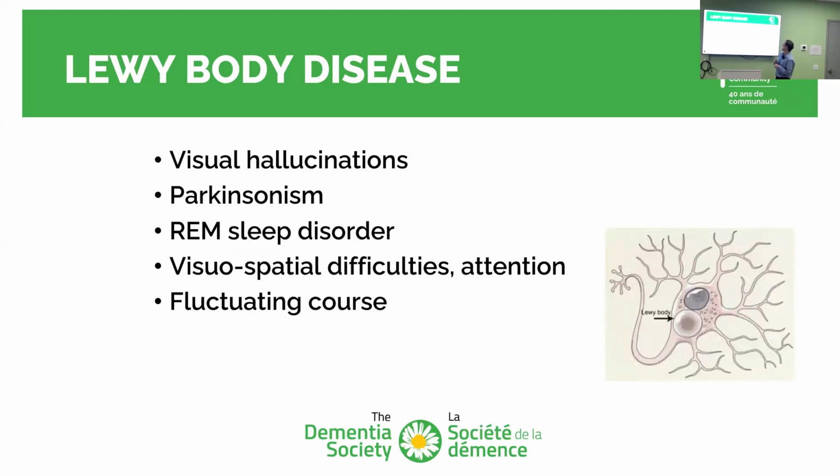Lewy body disease is generally associated with Parkinson's disease. So we talked about amyloid and tau as the proteins in Alzheimer's disease. In Lewy body dementia, it's another protein called alpha-synuclein, and it's the same protein that's abnormal in Parkinson's disease. The difference is not really what's happening in the brain. It's the exact same kind of process. It's this buildup of Lewy bodies or alpha-synuclein in brain cells in Lewy body dementia.